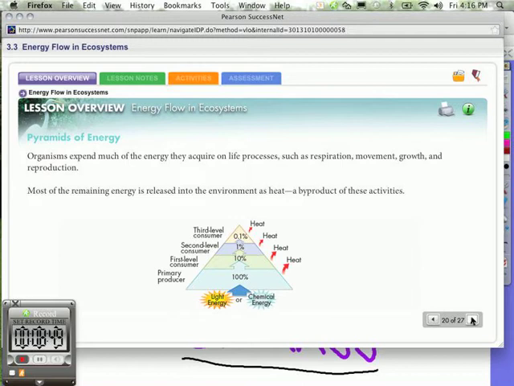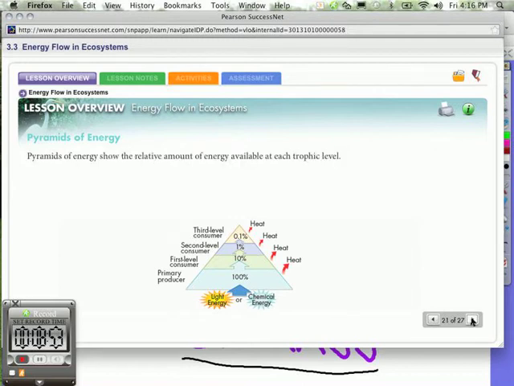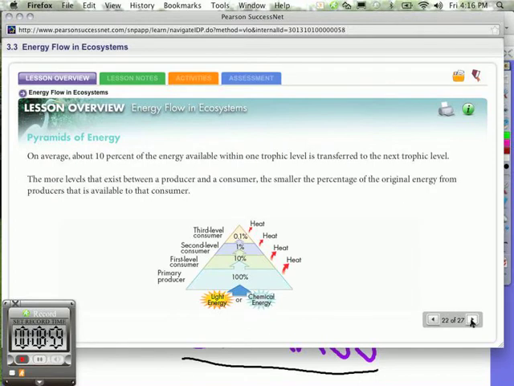Pyramids of energy show the relative amount of energy available at each trophic level. On average, about 10% of the energy available within one trophic level is transferred to the next trophic level. The more levels that exist between a producer and a consumer, the smaller the percentage of the original energy from producers that is available to that consumer.